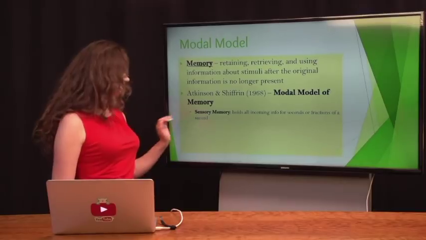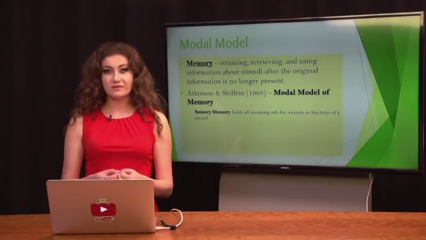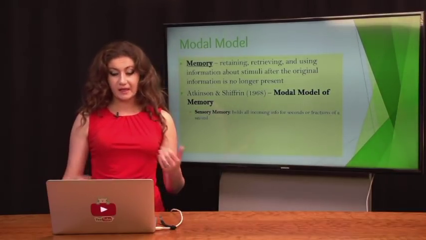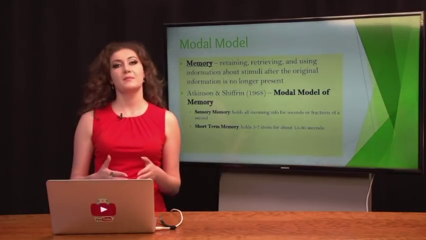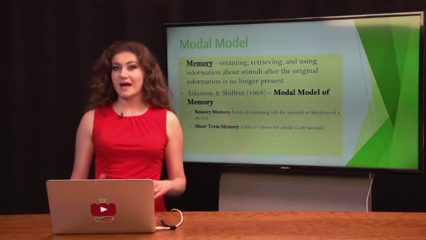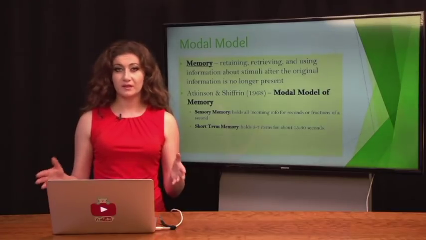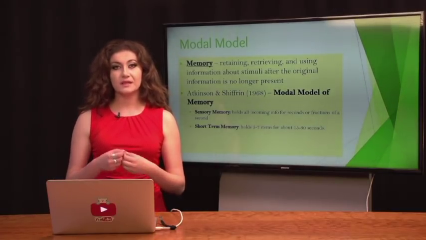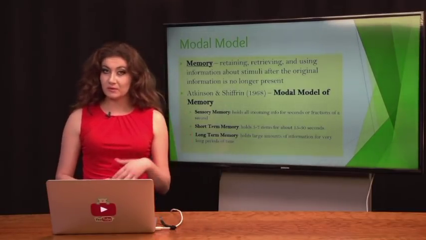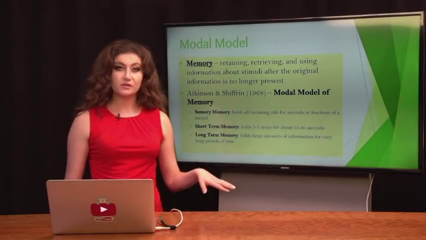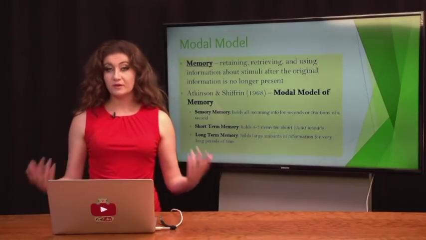Now let's talk about sensory memory. Sensory memory holds all incoming information for seconds or fractions of a second. So this is pretty instant, right? And sensory memory then relates all of that information into your short-term memory. Short-term memory, depending on who you ask, lasts between 15 to 30 or 15 to 20 seconds, but never anything drastically different from that. And we know that the capacity for short-term memory is about 5 to 7 items. After short-term memory, if it's been successfully encoded, it will be stored in long-term memory. And long-term memory holds very, very large amounts of information for a very long period of time.